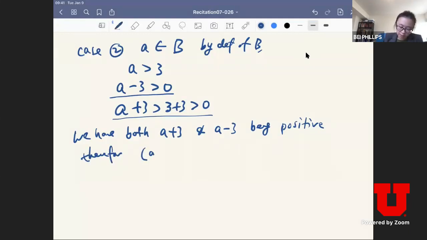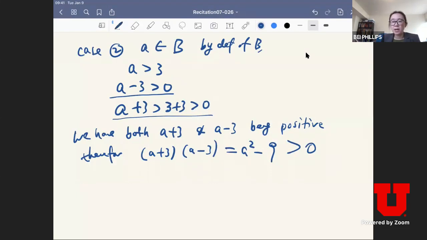Therefore, A plus 3 times A minus 3, which is equal to A squared minus 9, is bigger than 0. I have two positive real numbers, multiply them together, it's also positive. So this means A squared is bigger than 9. This means A is part of C. So now I have proven both cases. Then I prove the original statement.